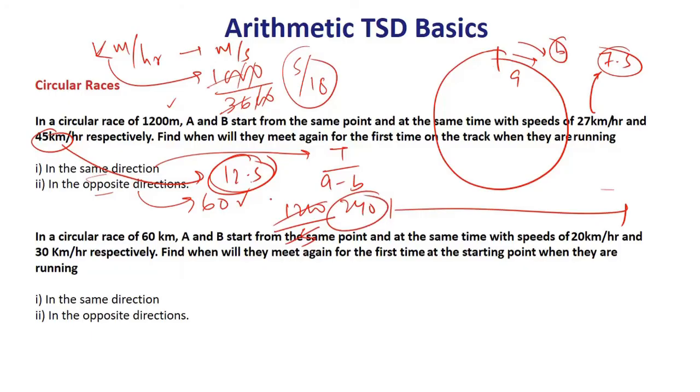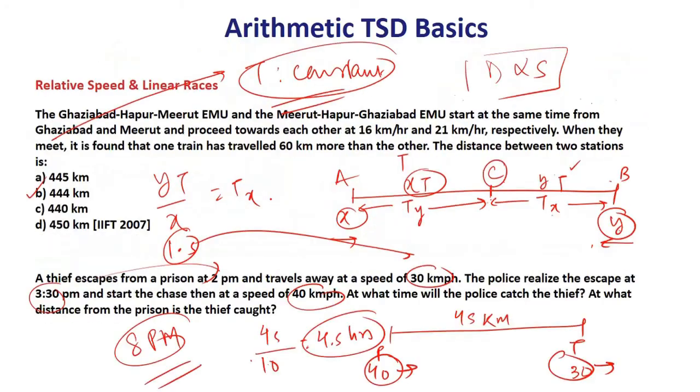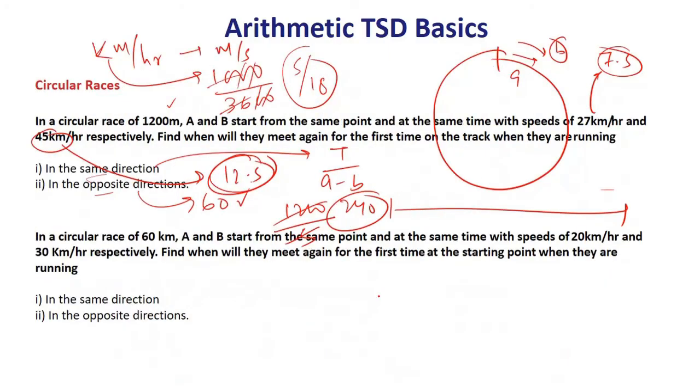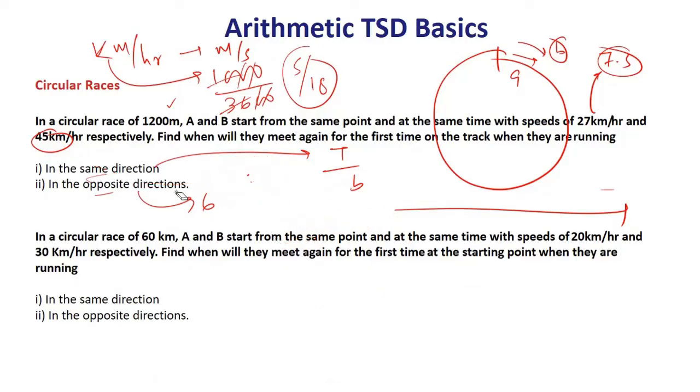So when you have to find out when they meet on the track, there is no hassle. You can solve it as you have solved in linear cases, right? In linear races like this, we have solved. Similarly, you can solve when you have to find out when they meet on the track. Second kind of question is when they meet at the starting point.